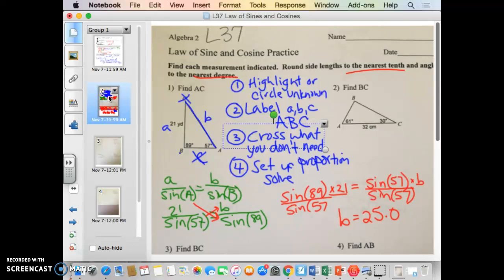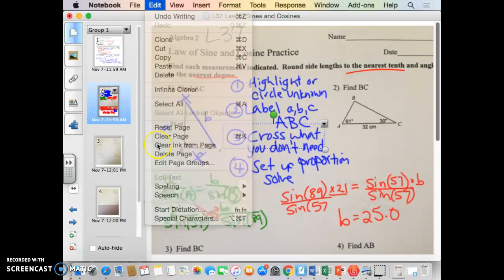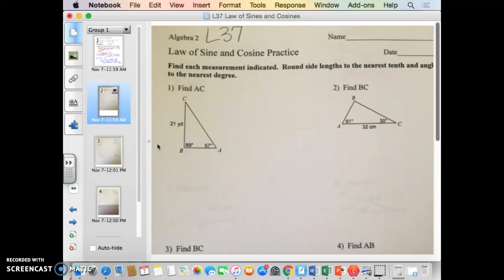I'm going to clear the ink and work number 2. Okay, so step 1 was to highlight BC. Okay, step 2 is to label the sides. So little c goes here, little a goes here, and little b goes here. All right, the next thing is to eliminate information. Well, here's the situation I have for this problem. I know I need to use a over sine a. The problem is I have 2 unknowns. I don't know b, but I have to use this side. So what I need to do is figure out what this angle is first.